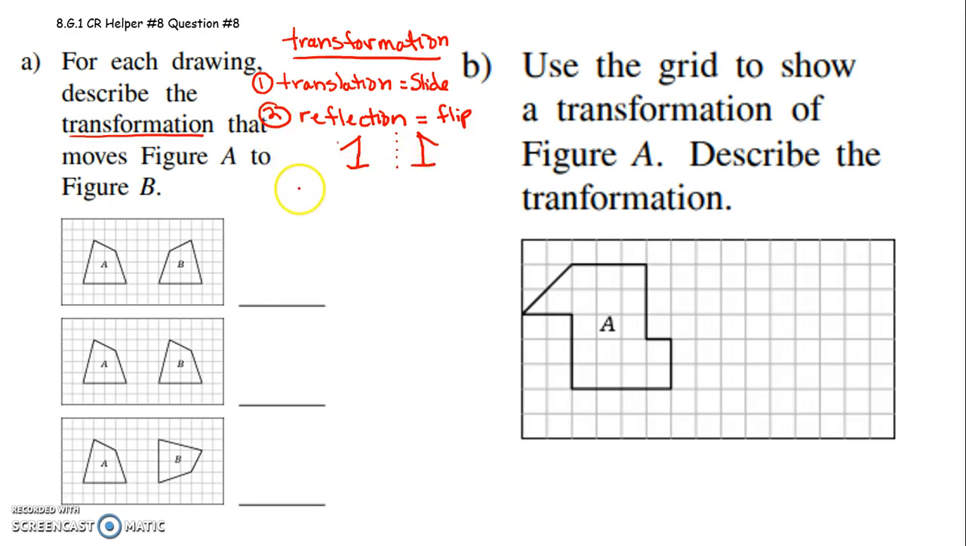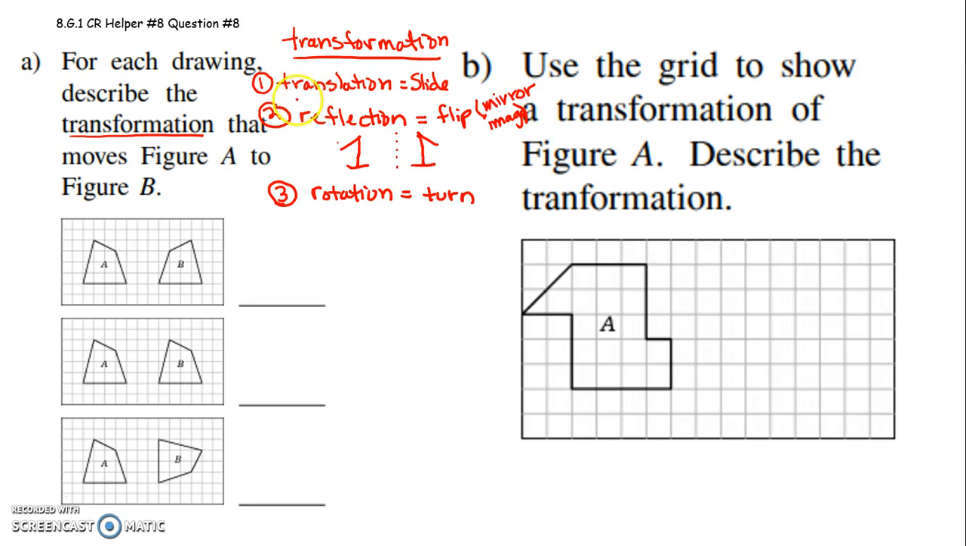All right. The third type of transformation you're going to discuss is a rotation. And rotation is like what it sounds like, rotating tires. You turn. It's going to be a turn. Up here, flip. Another way to describe a reflection would be a mirror image.